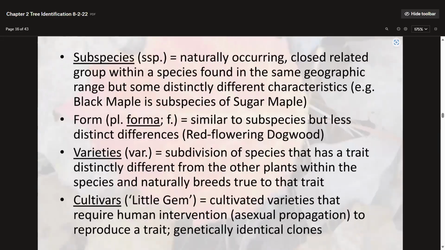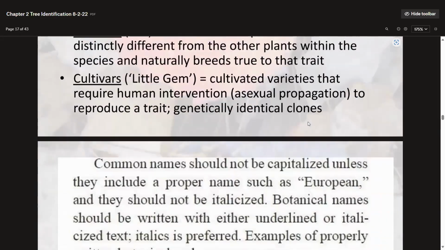Okay. There's a difference between a variety and a cultivar. A cultivar, like Little Gem Magnolia, right, is a cultivated variety that requires human intervention or asexual propagation to reproduce a trait. So it's a genetically identical clone. All Little Gem Magnolias are clones of the first one. Okay, it takes us to do that, right? Where a variety occurs naturally and breeds true to that trait. Okay, so that's what I need you to keep in mind about varieties and cultivars. Okay, cultivar, man-made. Variety, nature-made. Okay. All right.